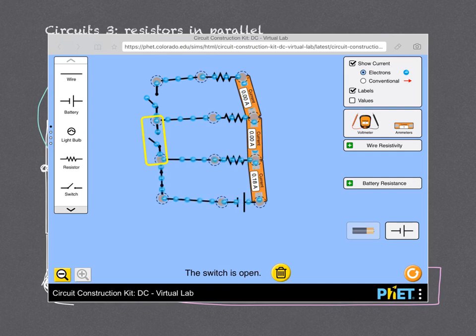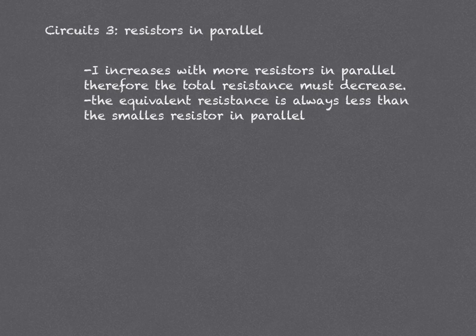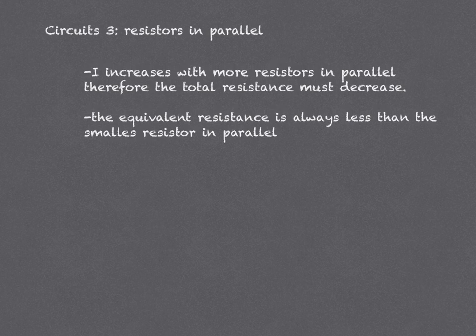So what that does is it decreases the total resistance for the circuit. So we have these 2 points that we just figured out. I increases with more resistors in parallel, so therefore the total resistance must go down. And the equivalent resistance is always less than the smallest resistor in parallel.